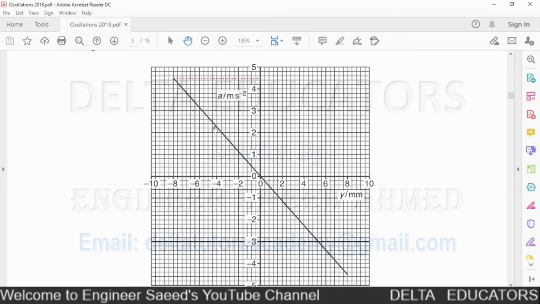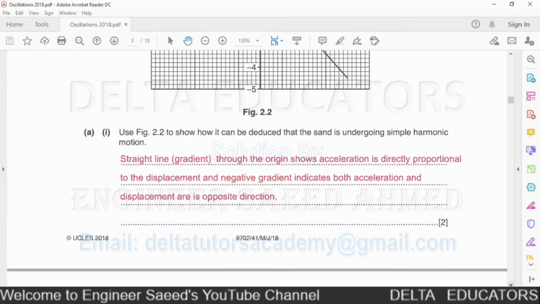And here this gradient is negative. So we can say that acceleration and displacement are in opposite direction. Since the graph fulfills the condition of simple harmonic motion, we can say the sand is undergoing simple harmonic motion. So what we have to write here: straight line through the origin shows acceleration is directly proportional to displacement, and negative gradient indicates both acceleration and displacement are in opposite direction.